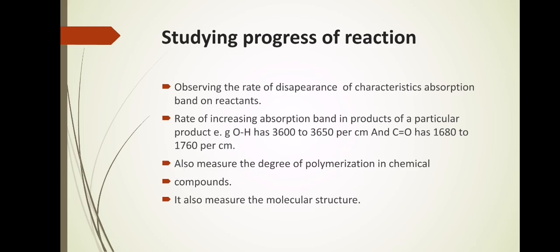Studying the progress of the reaction: observing the rate of disappearance of the characteristic absorption band of the reactants and the rate of increase of the absorption band of a particular product. For example, the oxygen-hydrogen bond has 3600 to 3650 per centimeter, and carbon double bond oxygen has 1680 to 1760 per centimeter. It also measures the degree of polymerization in the compound, and it also measures the molecular structure. That identification is based on the position of absorption bands in the spectrum. Absence of bands of a particular group indicates absence of that group.